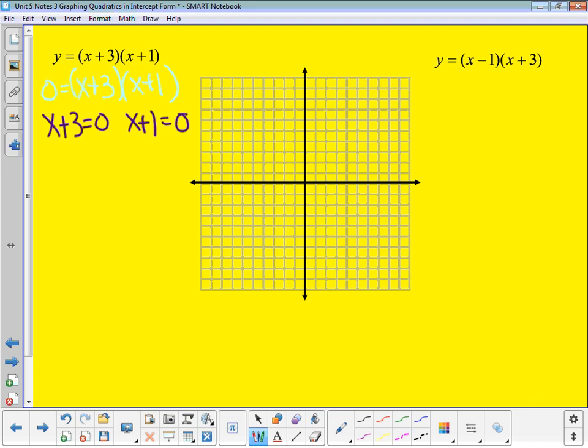That's what's going to give me my axis of symmetry and my x-intercepts. So when I solve for x on this one, I get -3. When I solve for x on this one, I get -1. So there we go. We have x is equal to -3 and -1.